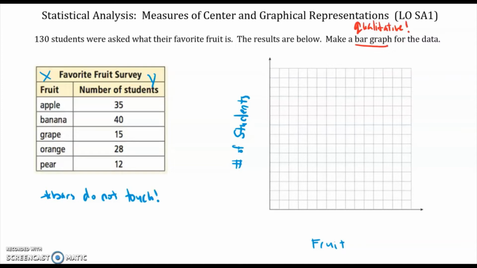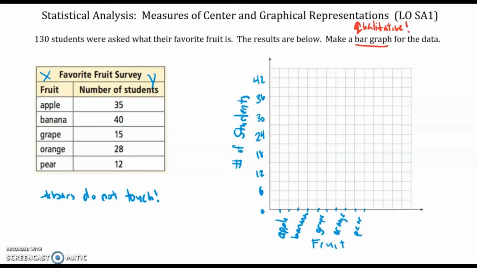So I might say, let's skip that first column of boxes and let's let the second one be apple. So apple's going to go from here to here. Skip one, and then from here to here is going to be banana. Skip another, and then the next one's going to be grape, and so on.